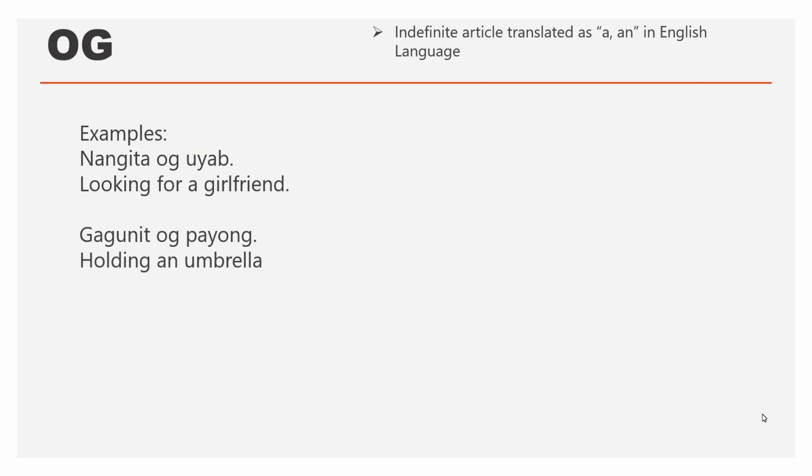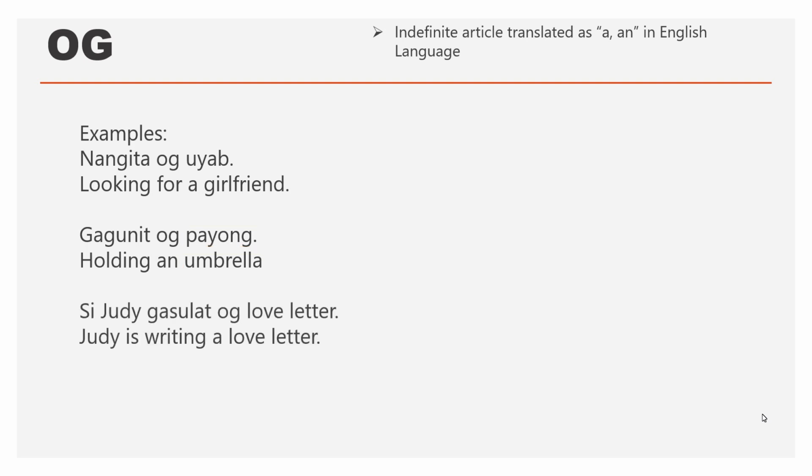Another example is gagunit og payong, holding an umbrella. Okay, gagunit is holding, and then payong is umbrella. Okay, another one we have si Judy gasulat og love letter. Judy is writing a love letter. Okay, so gasulat is writing, and then we know what is love letter.